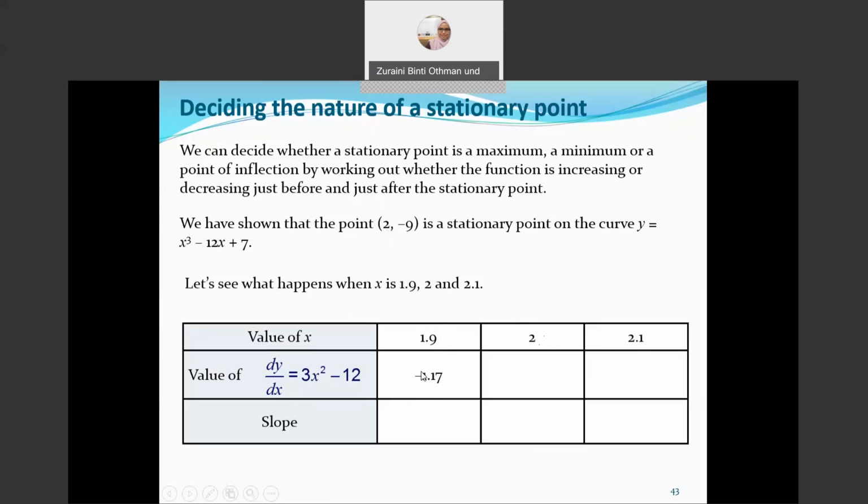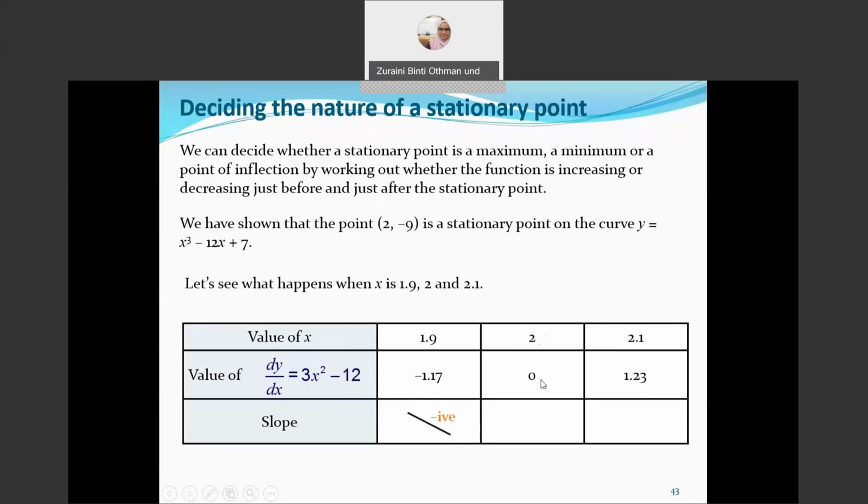Okay, so here we replace 1.9 into first derivative, we get negative. Okay, we know here it decrease. And 2.1, we put it inside the dy over dx. So we found that this is positive. So it increase. So here the slope involved is decrease, negative.